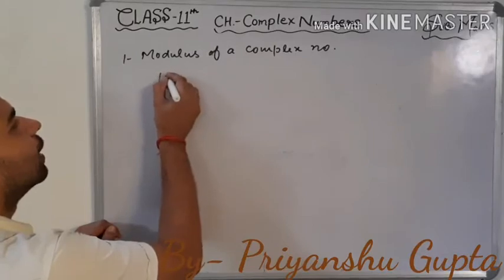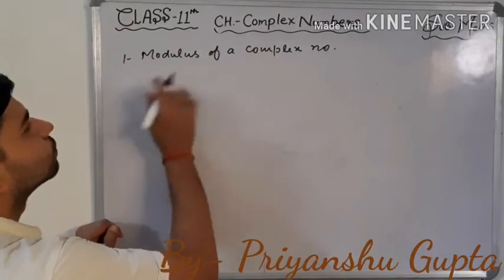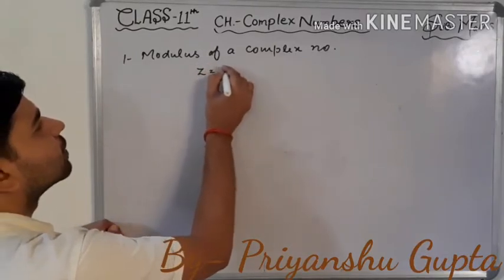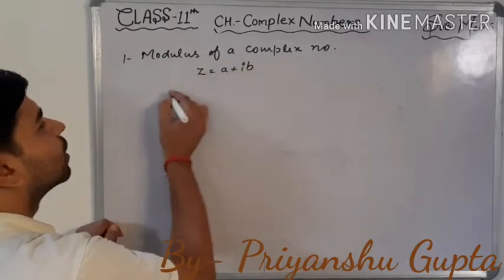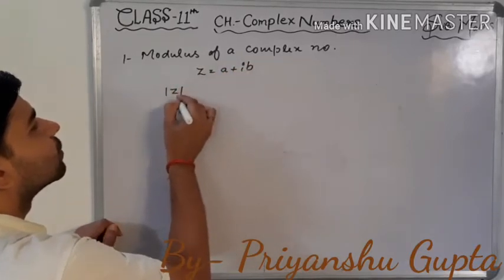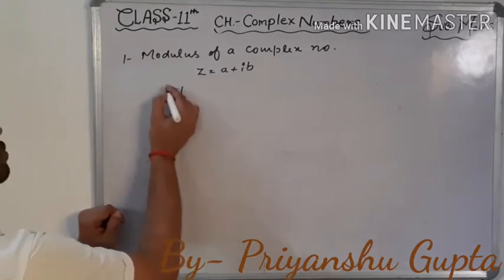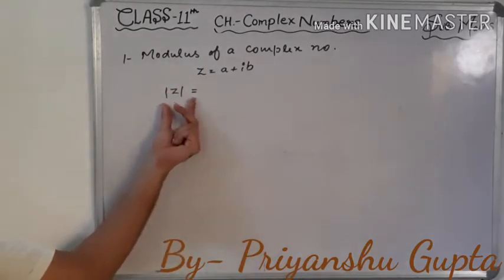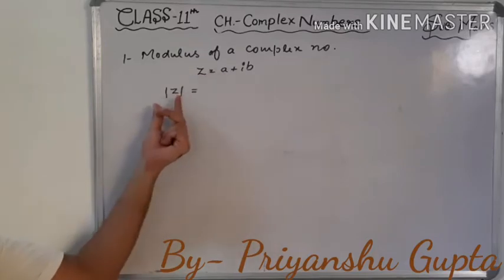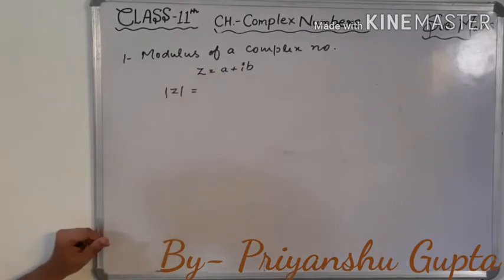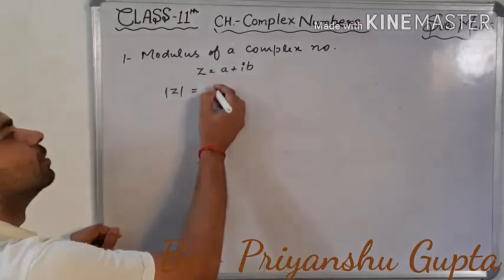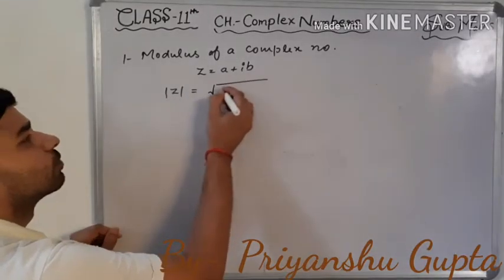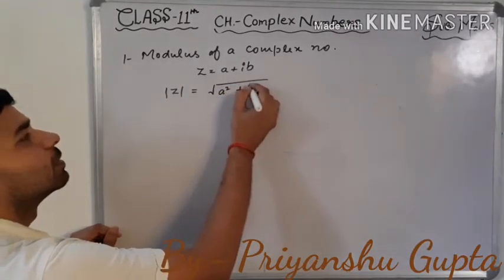It is denoted by mod of z. Z is equals to a plus ib. Then modulus of z is equals to, within two parallel lines, if we write z, then this means the modulus of z, and this is equals to under root a square plus b square.